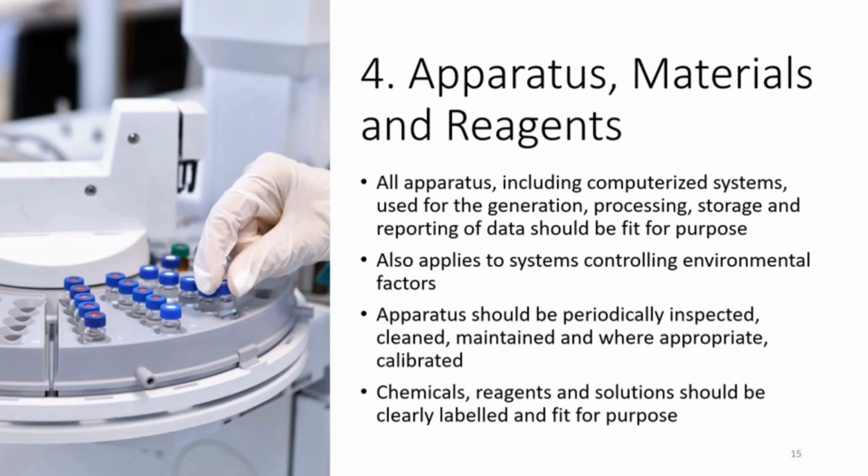Next, all apparatus, for example, instruments and equipment, including any computer software, should be fit for purpose and should be periodically inspected, cleaned, maintained, and calibrated. This also applies to systems controlling environmental factors. For example, if you are using any fridge or freezer, and for animals, typically they need to live under certain conditions, for example, certain temperature or humidity level, then that should be properly maintained as well. Chemicals, reagents, and solutions should also be clearly labeled and fit for the purpose.